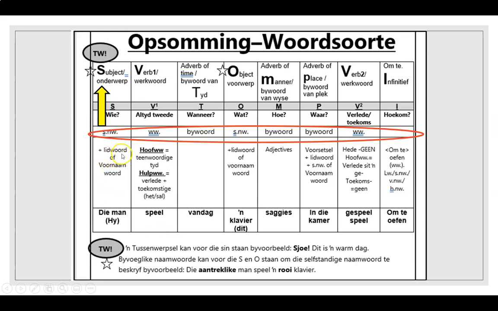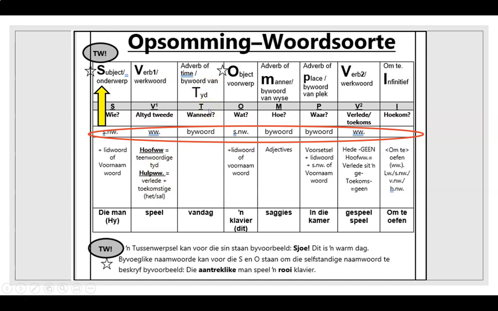You use a lidwoord or a voornaamwoord. So you can say die man of hy. And so you work through the entire diagram. The verb one is always second position, not the second word. When we go later on into the different parts of the woordsoorte, you will see that we will have a hoofwerkwoord and a hulpwerkwoord. Then you have adverb of time.